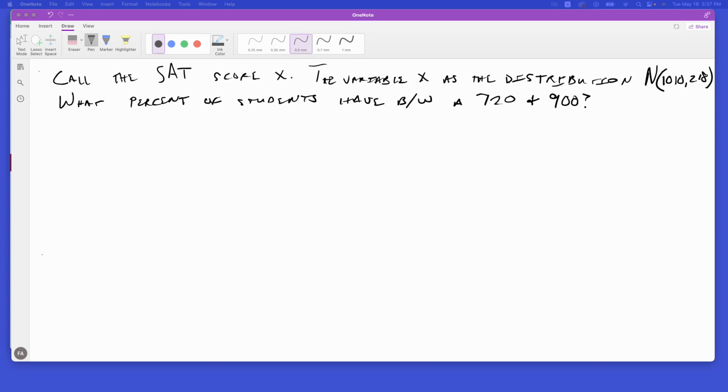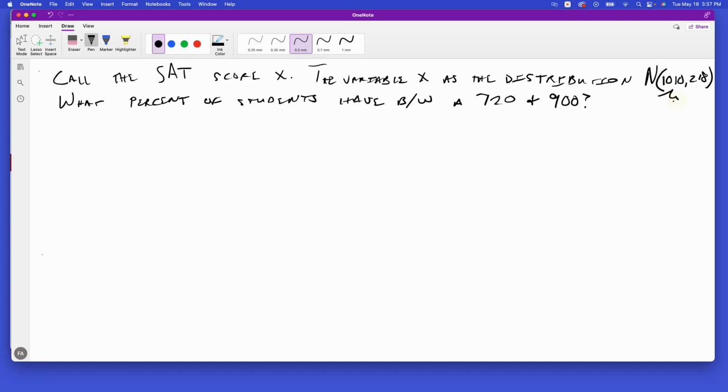What we're going to do is call x the random variable for the SAT scores, and we're going to say that x has a distribution that is normal with a mean of 1010 and a standard deviation of 218. Just a little bit of notation here at the end: this first number is understood to always be the mean and the second number is understood to always be our standard deviation.